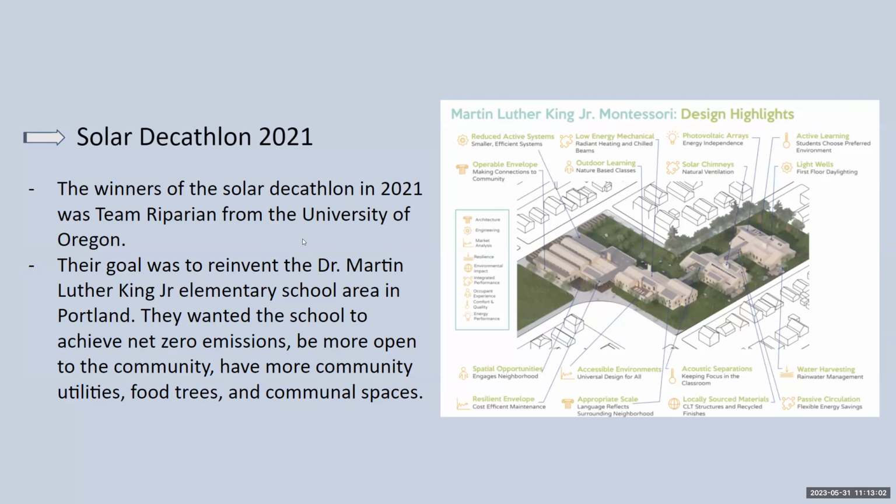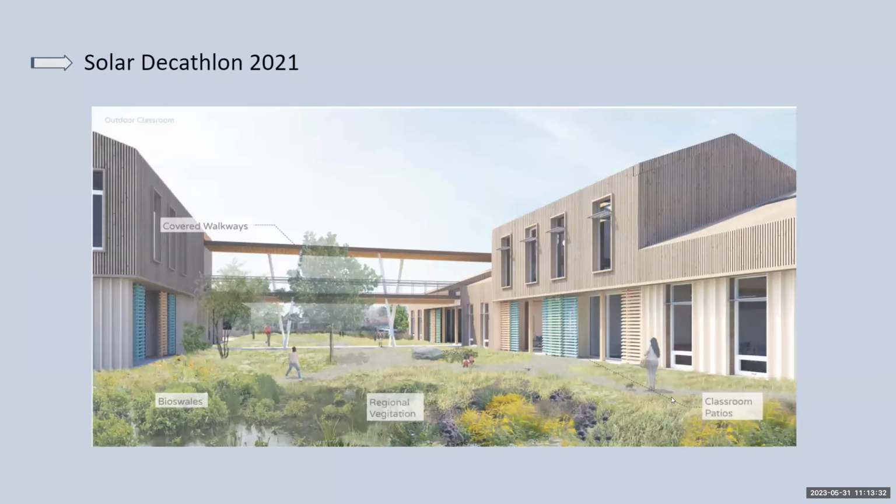Their goal was to reinvent the Dr. Martin Luther King Jr. Elementary School in Portland. They wanted the school to achieve net zero emissions, be more open to the community, and have more community utilities, food trees, and communal spaces. This is a little poster they made to provide an overview of their project. And then here is another picture showing that they basically wanted an open school area. It looks like this.